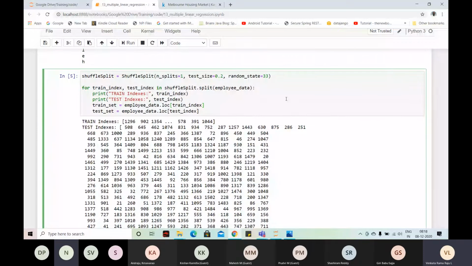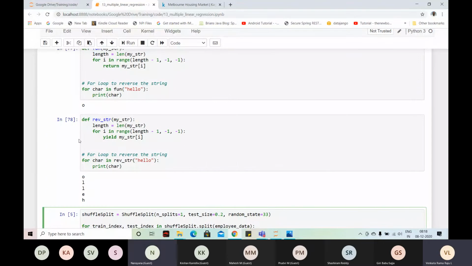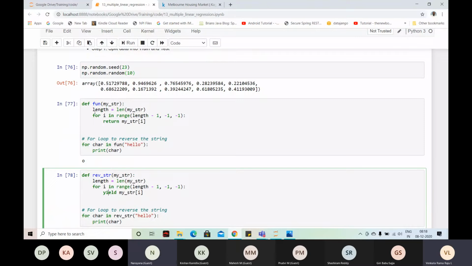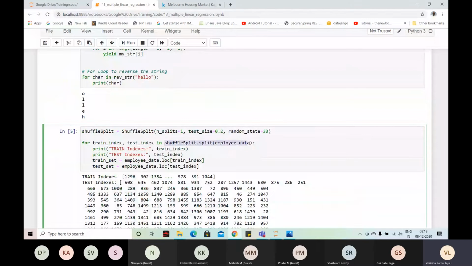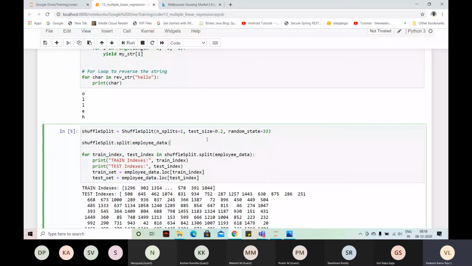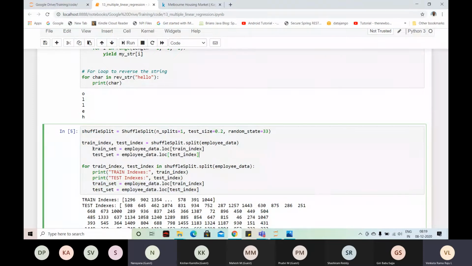Sir, why are we using the for loop here? I didn't understand that. I think this is the yield, right? In a function, if you say return, this is actually a function. Your question is very right, Lakshminarayan. When you are using a function, generally it should be used like this. Maybe it is returning two lists, a train index and test index, and then maybe you are trying to pass this to LOC like this.